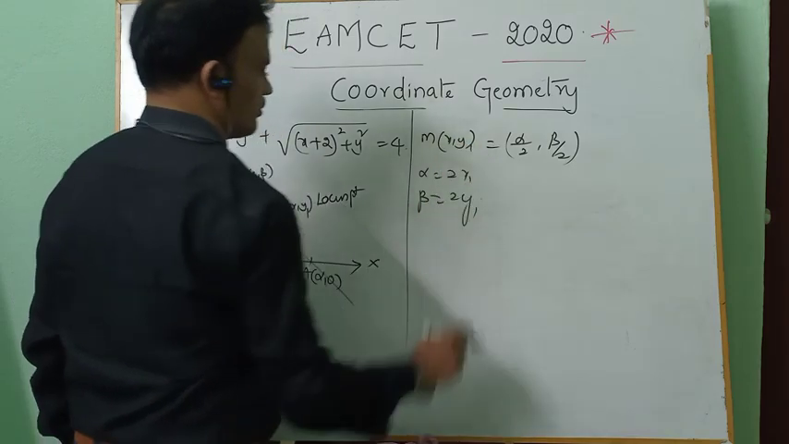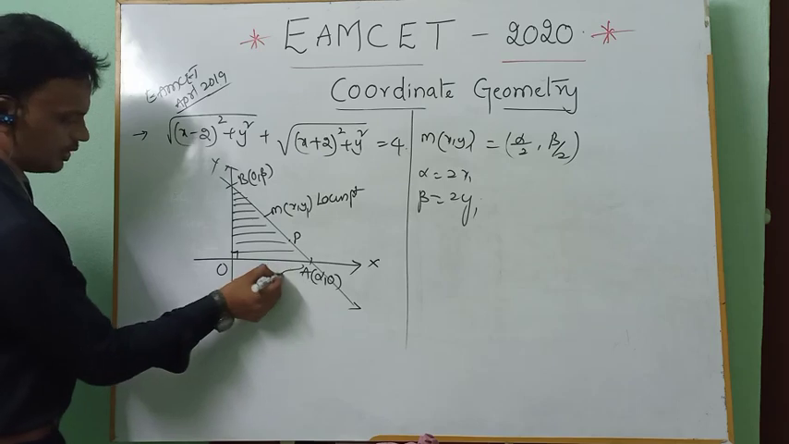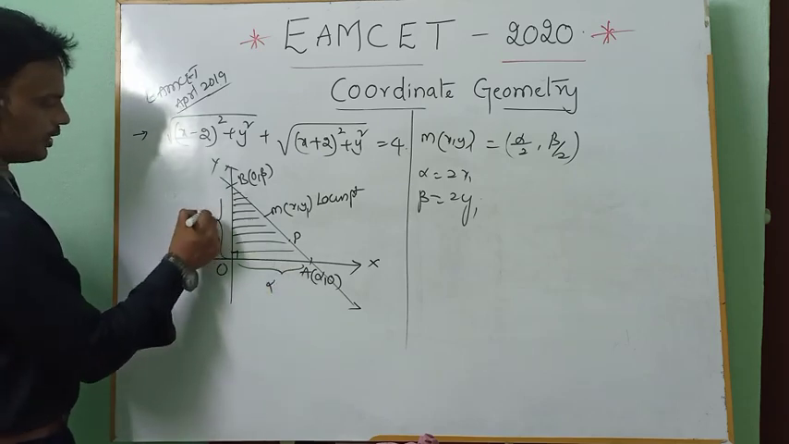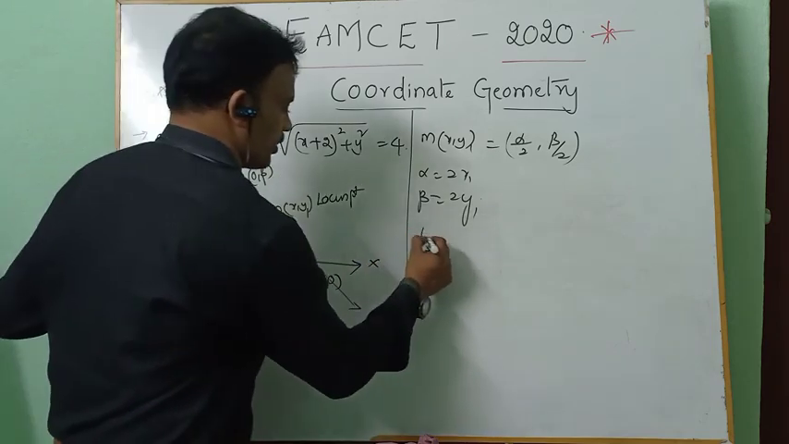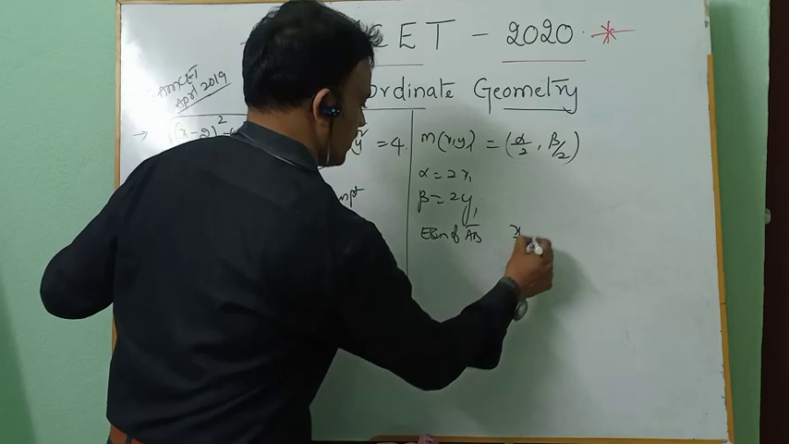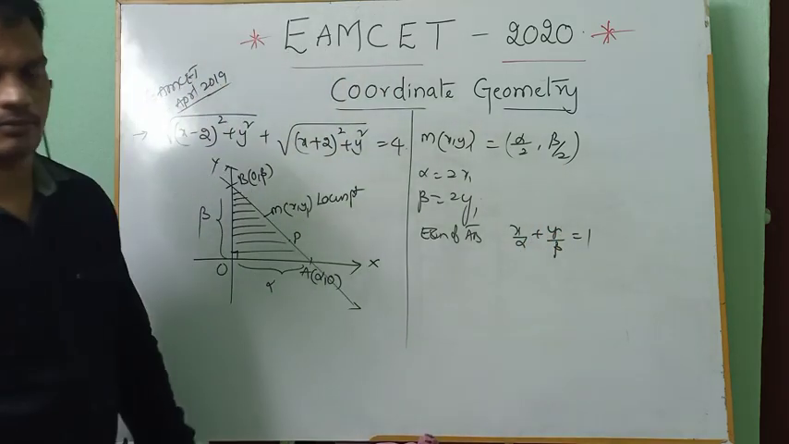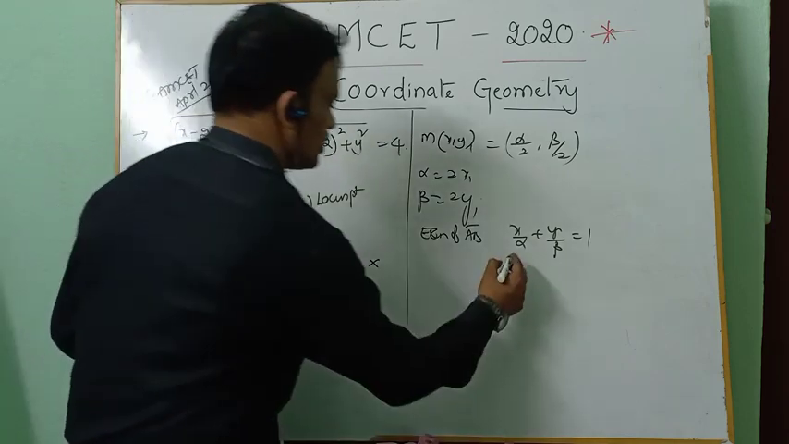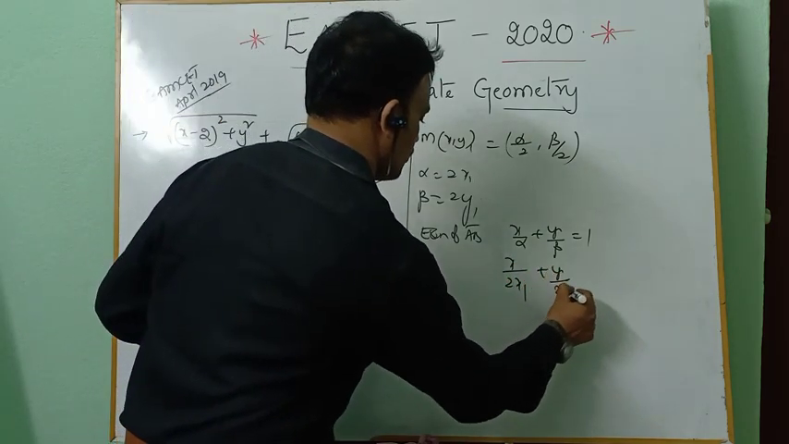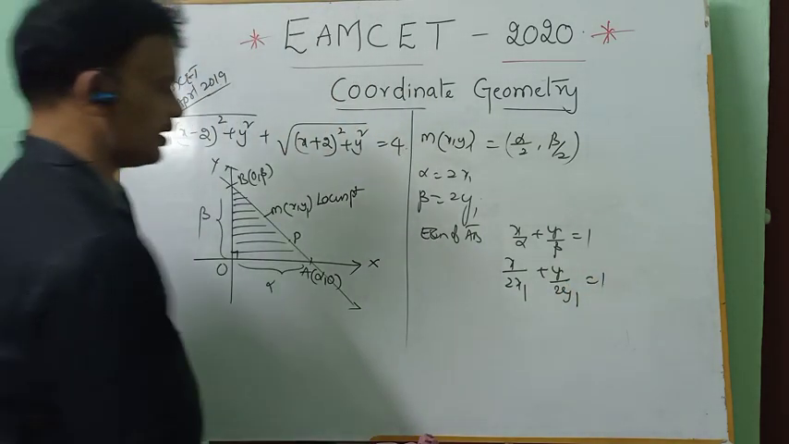2x1, 2y1. Okay, yes. So first of all, what is the equation of AB? So there is alpha comma 0, x intercept is alpha, y intercept is beta. Then I am going to write the equation of AB as x by alpha plus y by beta equals 1, which is the intercept form. So which is x by 2x1 plus y by 2y1 equals 1.